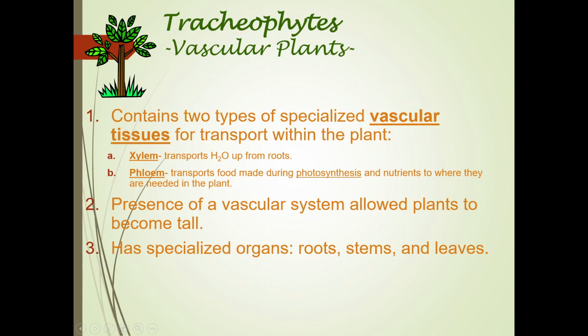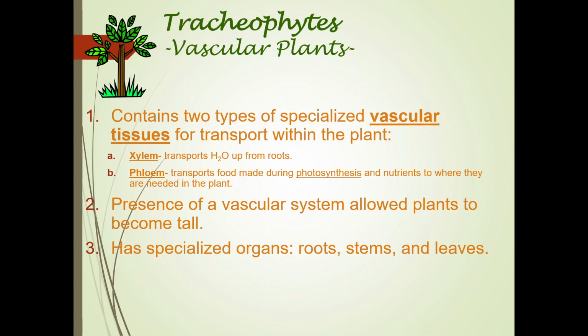Now to talk about tracheophytes, the ones with the vascular tissue. They contain two types of specialized vascular tissues within the plant. One, the xylem. This transports water up from the roots. Two, the phloem. This transports food made during photosynthesis and nutrients to where they are needed in the plant. This can also be called source and sink.